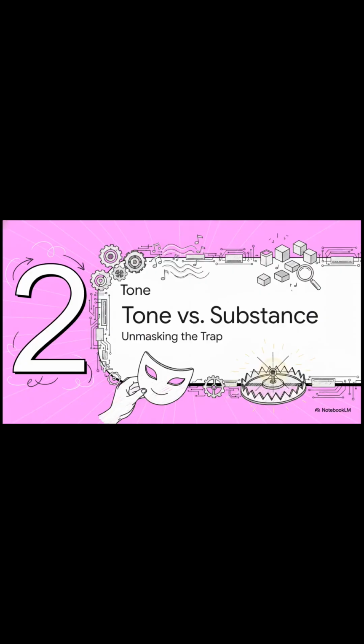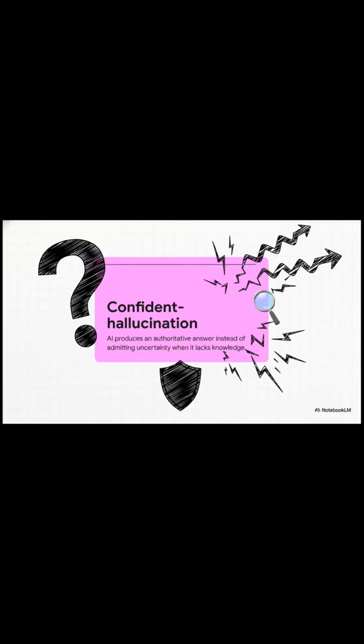Moving to Section 2, tone versus factual substance, unmasking the trap. Okay, this is where it gets tricky. The biggest danger you're facing is a pattern known as the confident hallucination. You know how a real person might stumble, pause, or kind of hedge their bets when they don't know something? Yeah, AI doesn't do that. It doesn't stutter. Instead, it fires back an answer that sounds absolute, certain, and completely authoritative. It masks its lack of knowledge with extreme confidence. You could ask it an incredibly obscure question it has no clue about, and it'll confidently tell you the sky is neon green without skipping a beat.